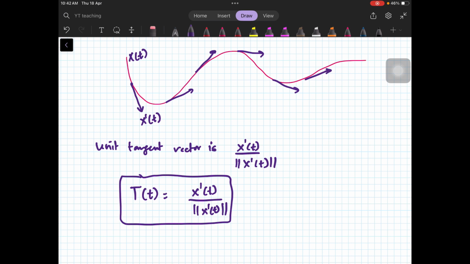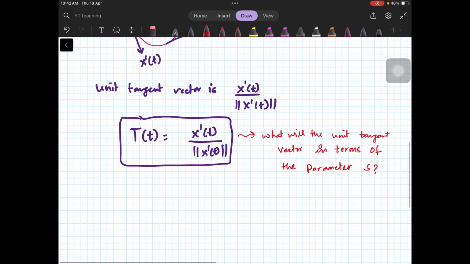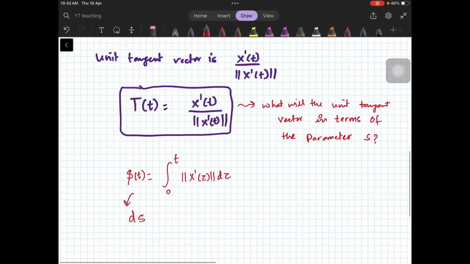Does that make sense? Now we would also try to find out what the unit tangent vector will be in terms of the parameter s. Let us look at that. We just saw that s of t was the integral from 0 to t of the modulus of x prime tau, d tau. Now if you differentiate it with respect to t, you can use the fundamental theorem here. So this is equal to the modulus of x prime t. This is your ds by dt.